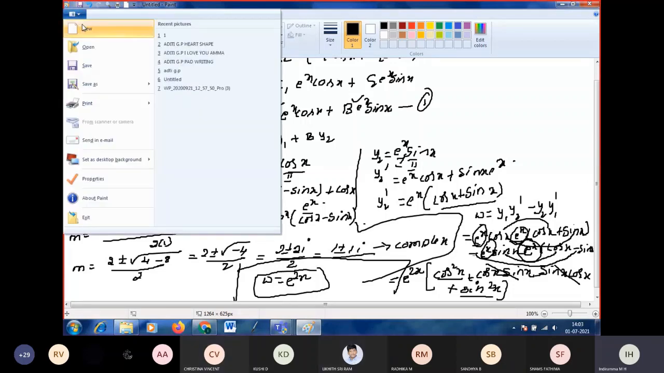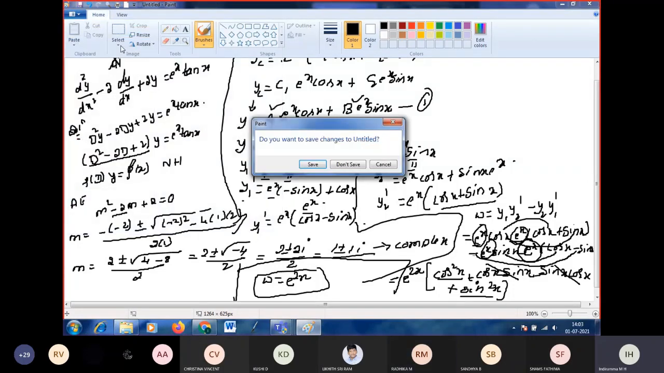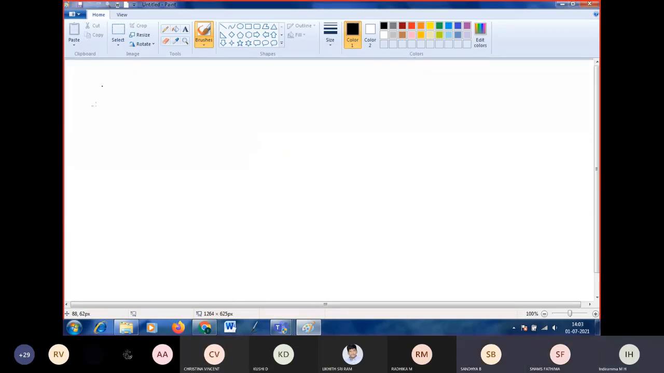Yes, ma'am. Okay. After finding W, what we should find? A dash. What's the formula to find A dash? Minus y2 phi of x by W. What is Y2? What is Y2 we have? E power x into sin x. What is phi of x?